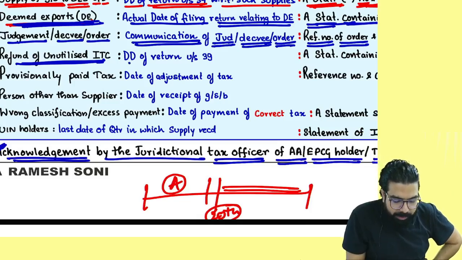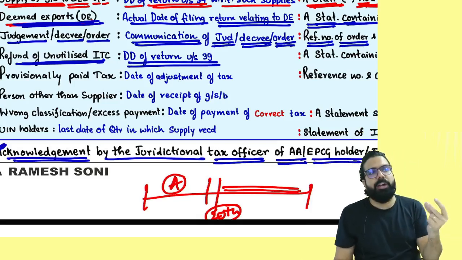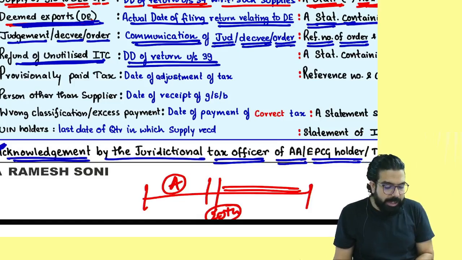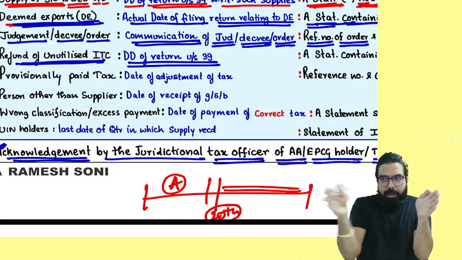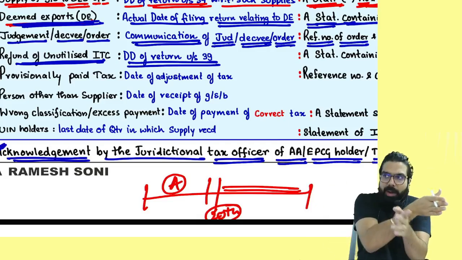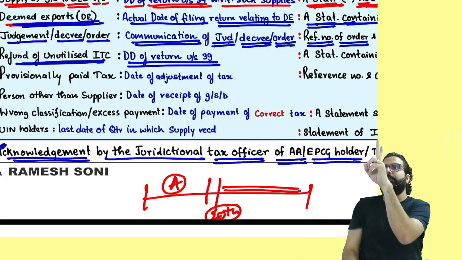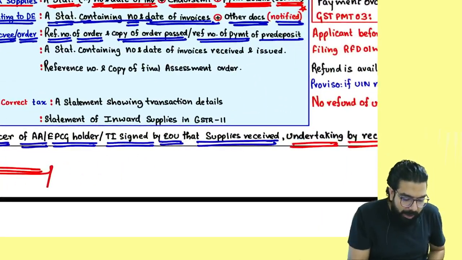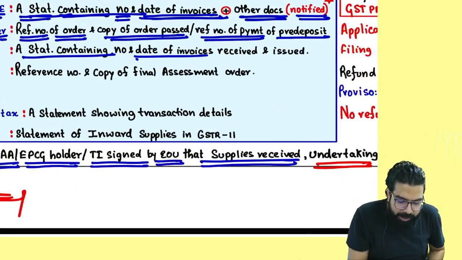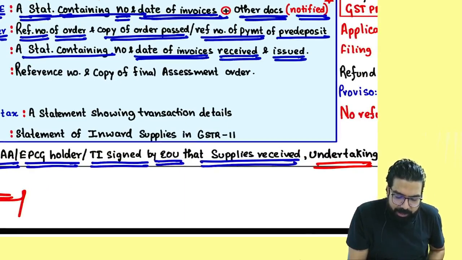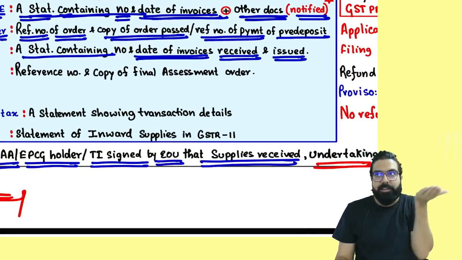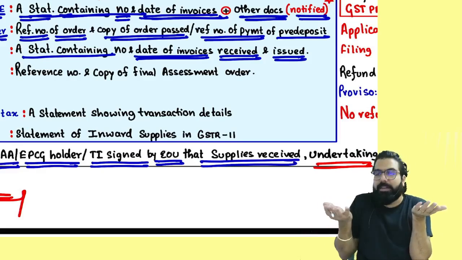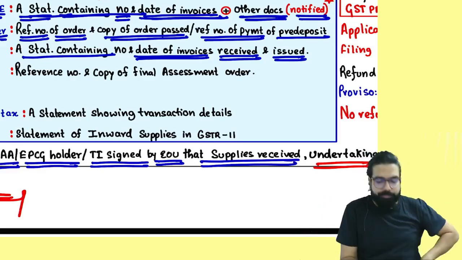Always remember, sir, the due date of return under section number 39, from that day. So for example, I went ahead and made some zero rated supply in this month, and this month's return is filed. From that day, I should apply within 2 years. Along with that, I have to give a statement containing the number and the date of invoices received and invoices that were issued. Sir, I made zero rated supply. These are the zero rated supply invoices and these are the invoices which are received.